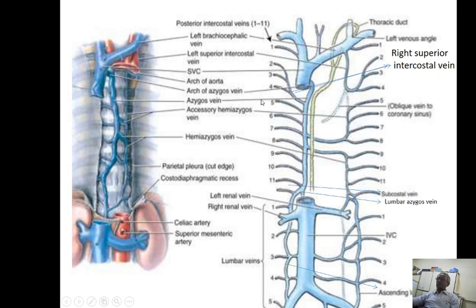And of course here we are showing the right superior intercostal vein formed by the 2nd, 3rd and 4th intercostal veins, and the left superior intercostal vein is formed by the 2nd, 3rd and 4th veins.